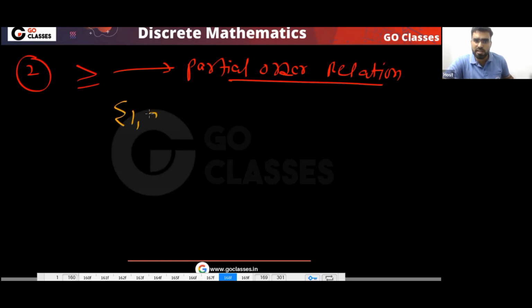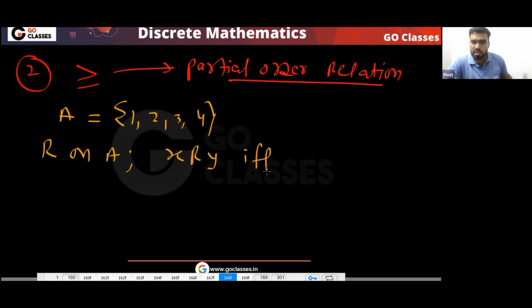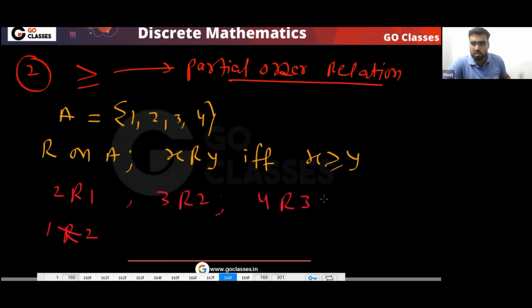For example, take the set A with elements 1, 2, 3, 4, and I am defining a relation on set A, saying that X is related to Y if and only if X is greater than equal to Y. So you can clearly see that 2 is related to 1. Can I say 1 is related to 2? You can notice 1 is not related to 2, but 2 is related to 1. 3 is related to 2, 4 is related to 3, and there is transitivity because a partial order relation is transitive.